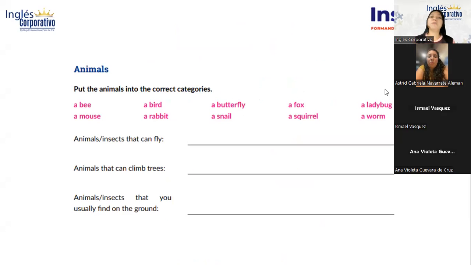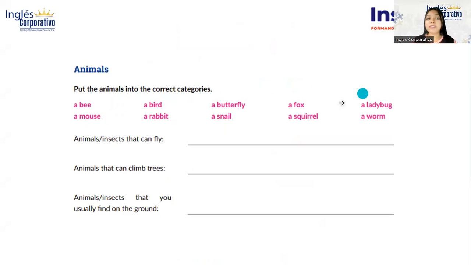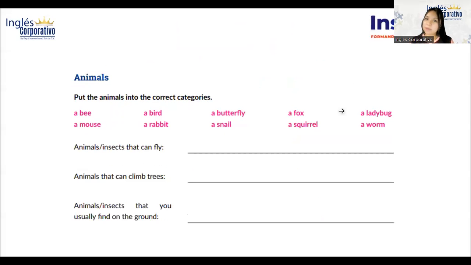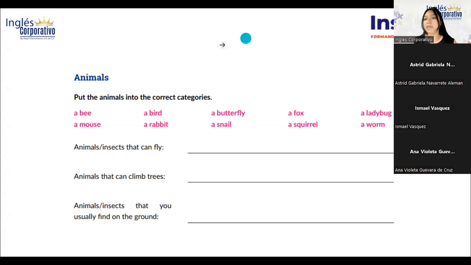Okay, so let's see. It says that we need to put the animals into the correct categories. So we have, as you can see right here, different animals. And I'm going to pronounce them, and then you can go ahead and pronounce those words as well. So we have the first one, which is a bee. What is the meaning of bee? Who knows what is a bee? Abeja. A bee. Okay, so we have a bee.